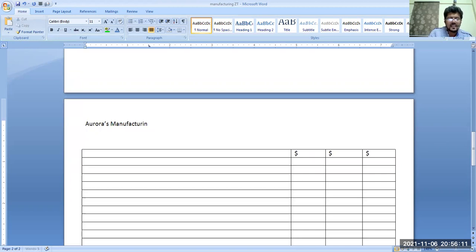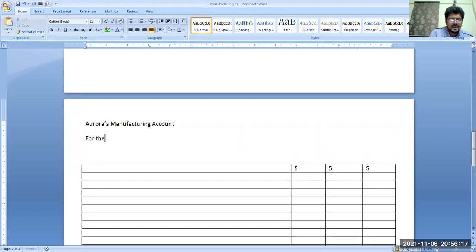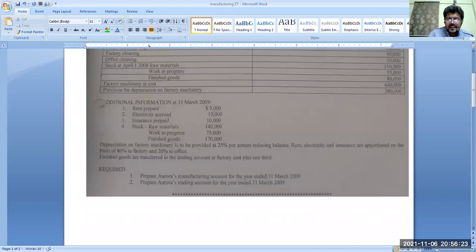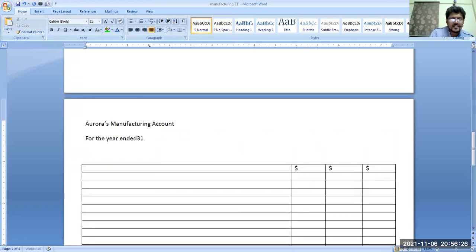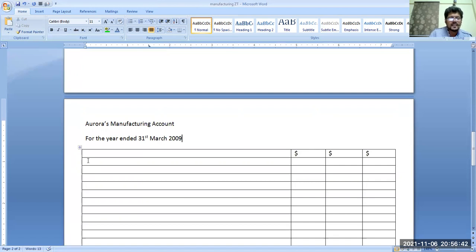Aurora's manufacturing account for the year ended 31st March 2009. Getting my point clear. Now, the first thing in the manufacturing account is to write prime cost. The first heading is prime cost.